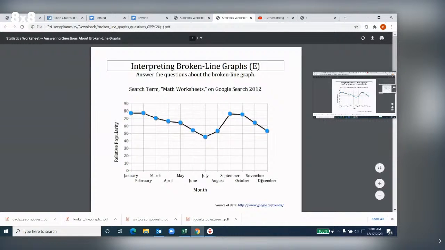So if we look at the title, this is going to be how many times people Googled math worksheets on Google in 2012. Okay, so we see it's all done by month on the bottom, so it's every month, and then going up and down is the popularity. So basically it looks like we're going from about 80 down here to about 45, and at the end it's about 50, a little more. So this is just about when people Googled math worksheets month by month.